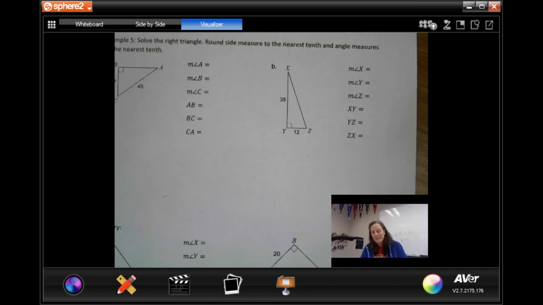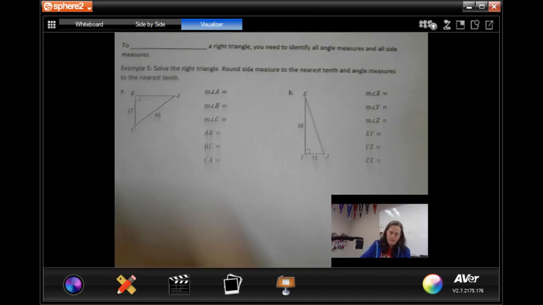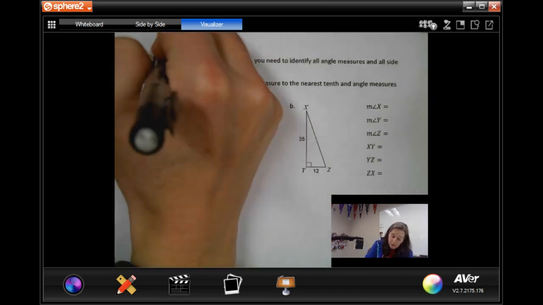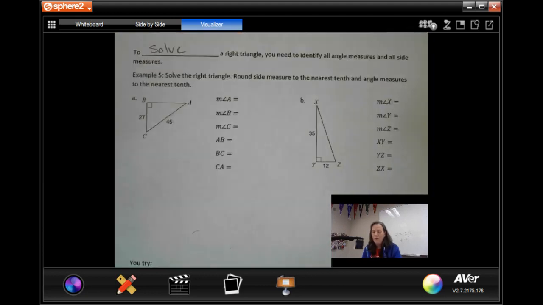All right, the last thing we're going to look at is how to solve a right triangle. Solve a right triangle. What that means is you find all 3 angle measures and all 3 side lengths. That would be a solved right triangle. So there's no pieces missing anywhere.